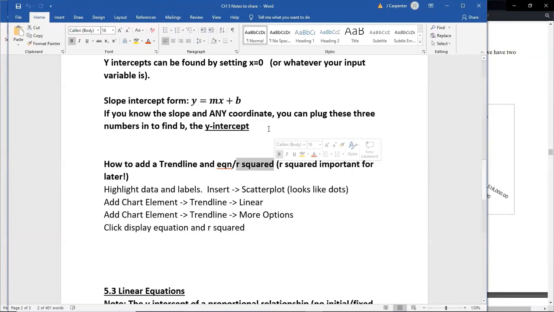So you highlight your data and your labels. You insert your scatter plot. I mean, that's literally what I was just talking about for making the graph. And scatter plot is what will make it look like dots. Then you go to add chart element, and trend line, then linear. Linear makes a line. If you go to add chart element and then trend line, you'll see other options, and you don't have to make a line, but that's what we're going to be doing for now. And then add chart element, trend line, more options to display the equation and the R squared.